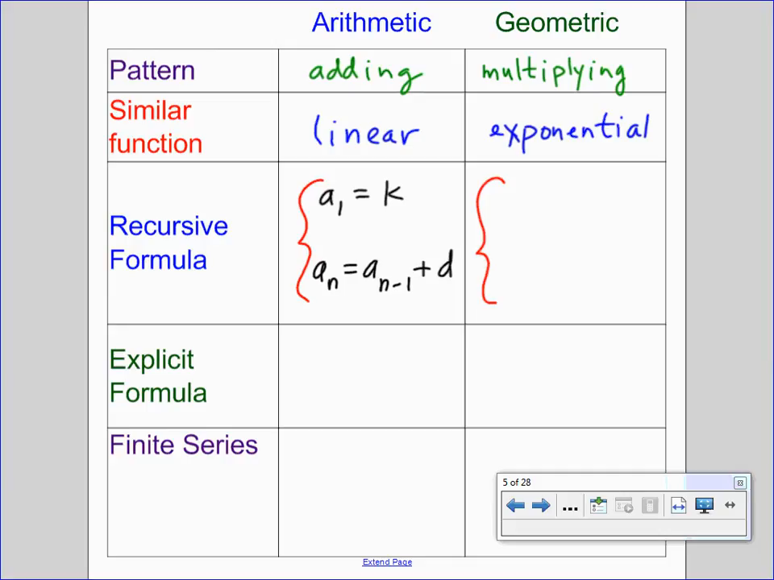Versus a geometric sequence, its recursive definition, we still need some starting value, the first term. Again, I'll call that k. And to get the current term, call it g sub n, what are we going to do to the previous term? We're going to multiply it by that constant ratio r, right? That constant multiplier between successive terms. So r times g sub n minus 1.